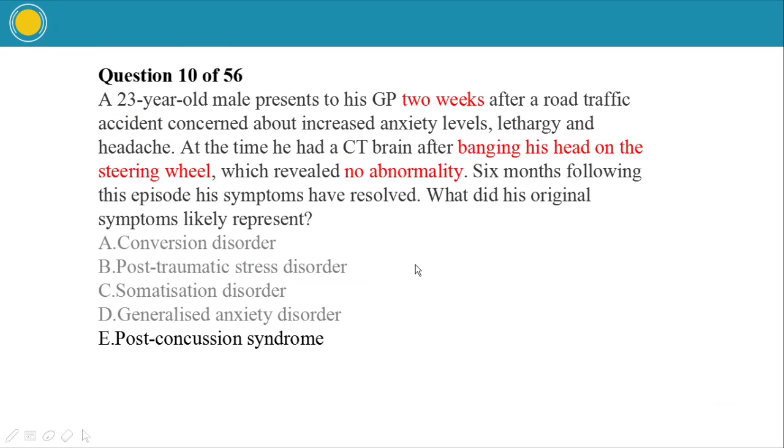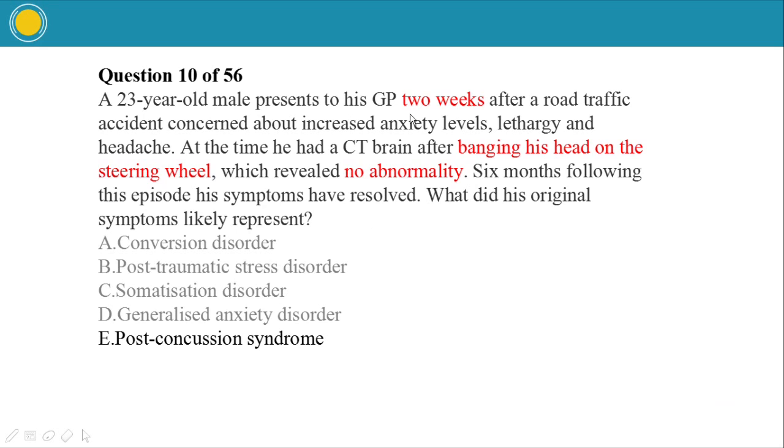A 23-year-old male presented to a general practitioner 2 weeks after a road traffic accident, concerned about increased anxiety levels, lethargy, and headache. At the time, he had a CT brain scan after banging his head on the steering wheel, 头撞到那个司机的方向盘, which revealed no abnormalities. 那么他头撞到那个方向盘上面了,但是呢 CT 检查没有什么异常的。6 months following this episode, his symptoms have resolved. What did his original symptoms likely represent?